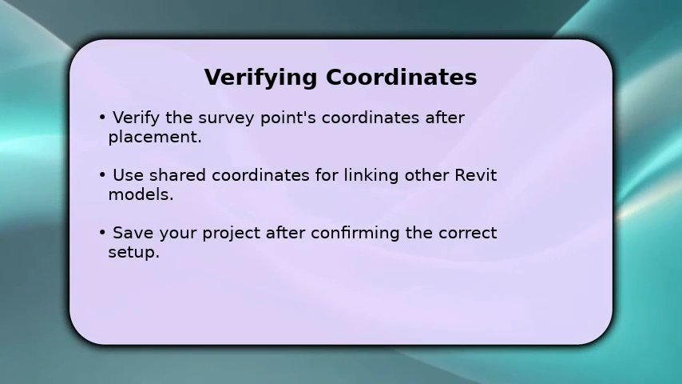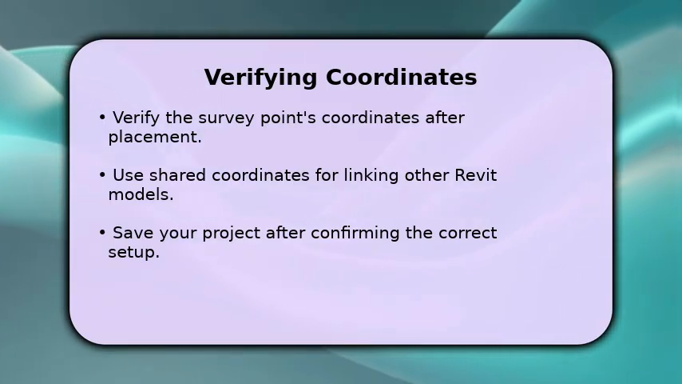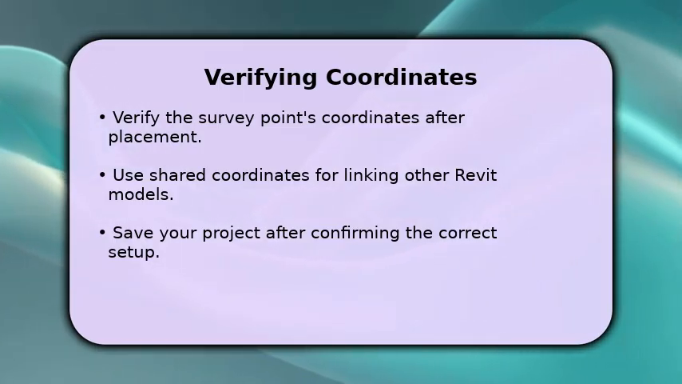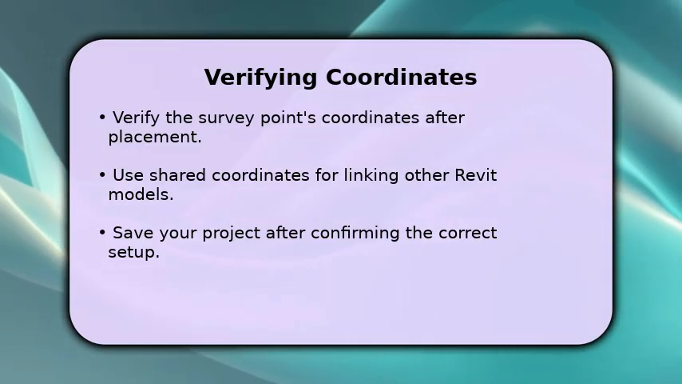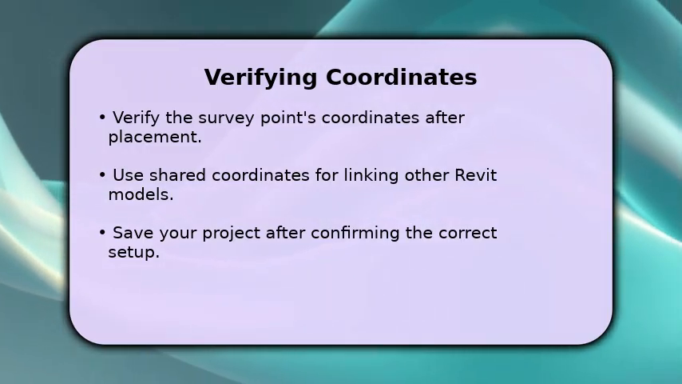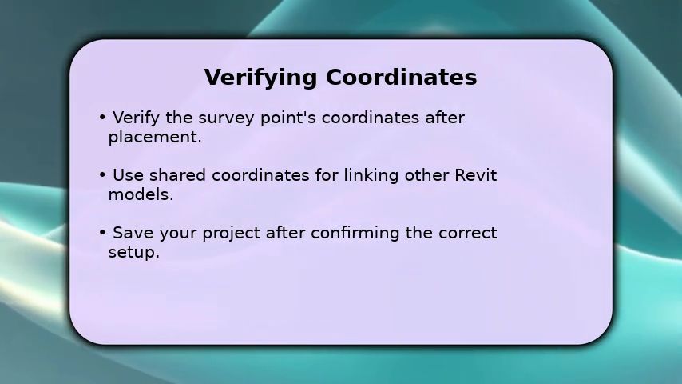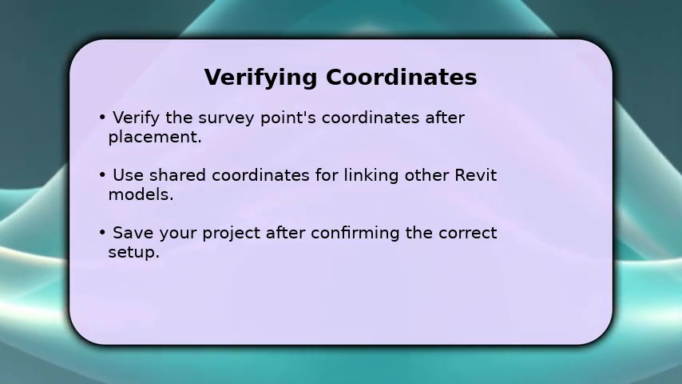After moving the survey point, always verify its coordinates to ensure accuracy. You can do this by selecting the point and checking its properties. This precise setup is vital for successful collaboration, especially when linking multiple Revit models using shared coordinates. Once confirmed, save your project to preserve these critical settings for future work.